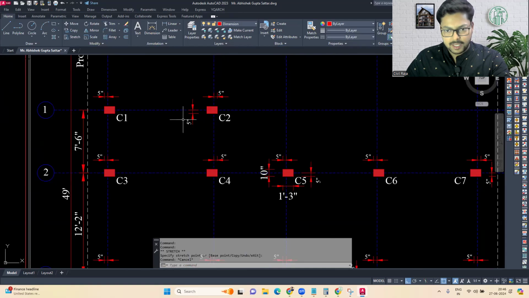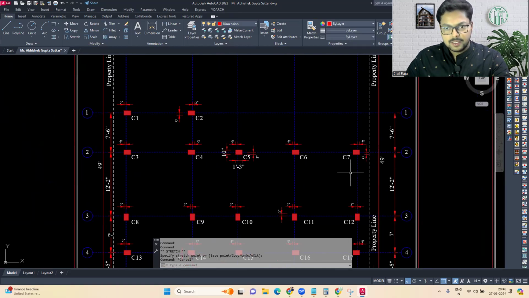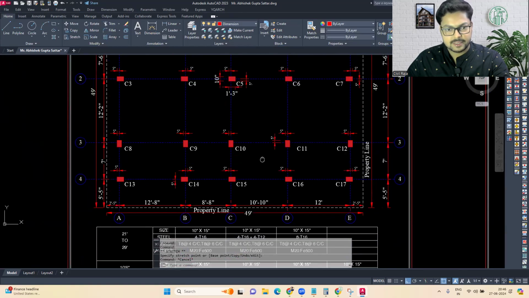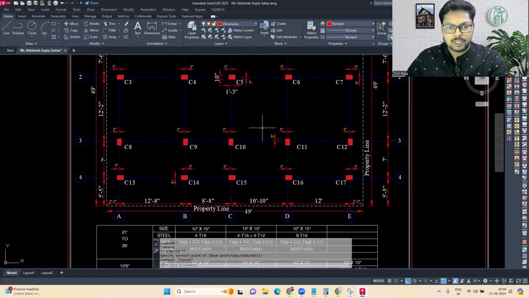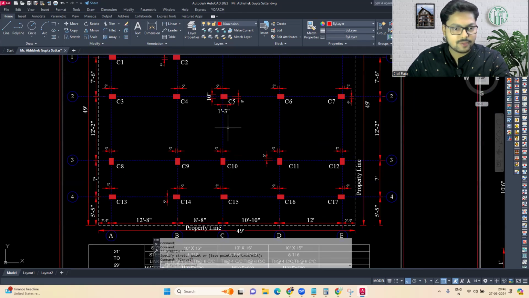So I hope the marking is quite clear. Over here, it has already been marked. Over here, it has already been marked. In these two lines, we have marked everything. So now the column layout is kind of completed.